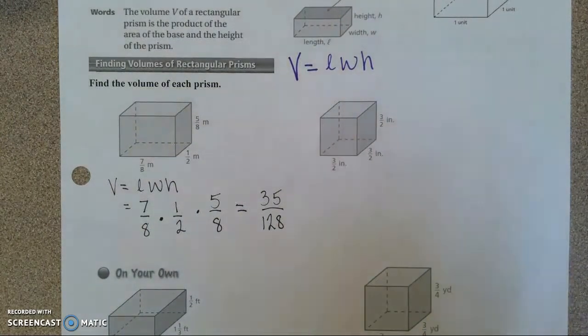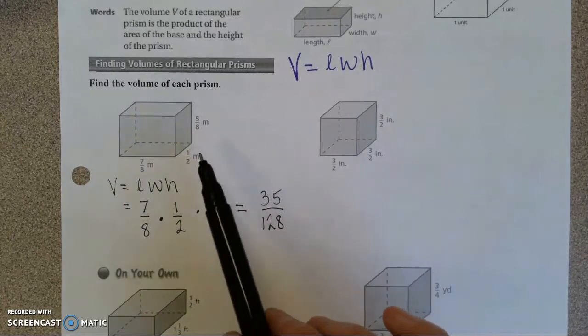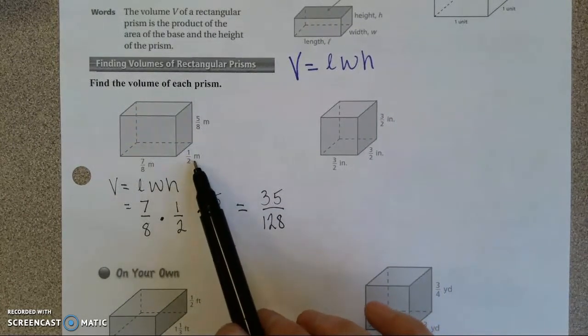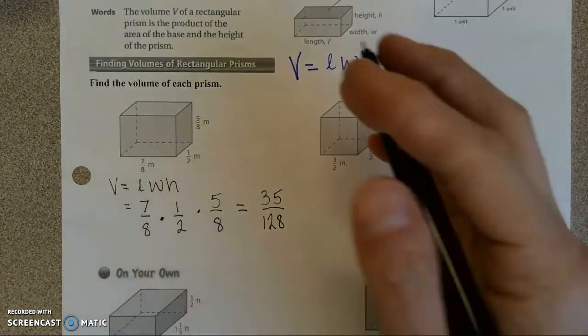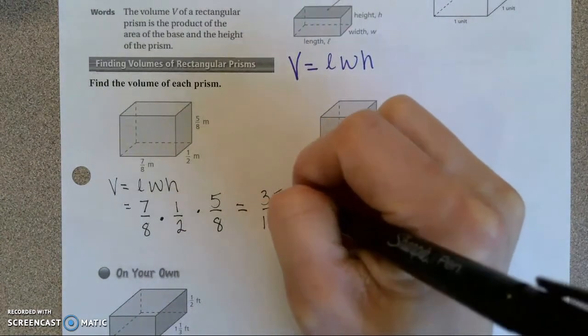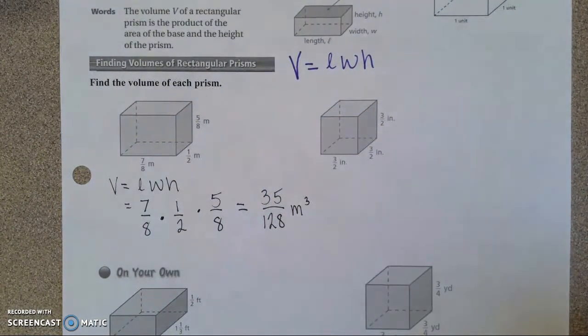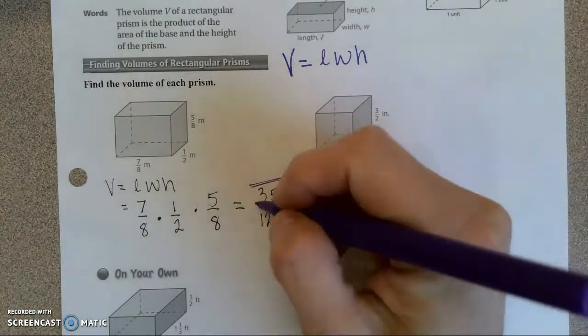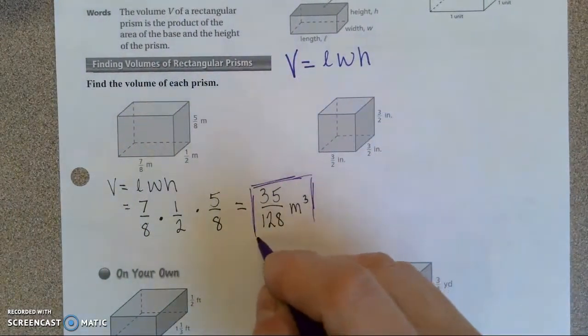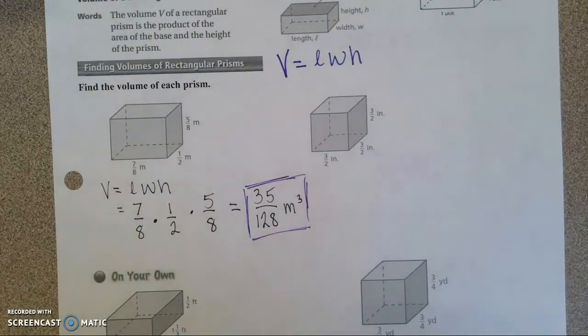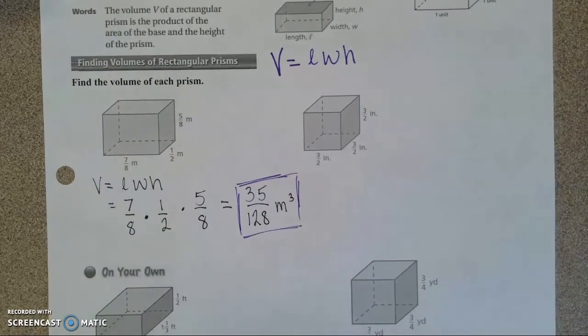Even though you're working with fractions, it's still fairly straightforward because you just leave it as a fraction. You don't have to turn it into a decimal or do anything like that. And then no naked numbers here, so I'm going to use meters, and since it's volume, I put meters cubed. So this would be the volume for this prism. 35 over 128 meters cubed. Let's try another one.